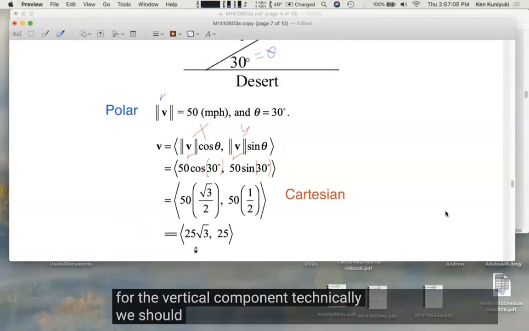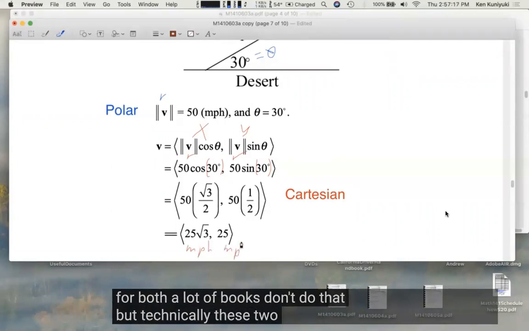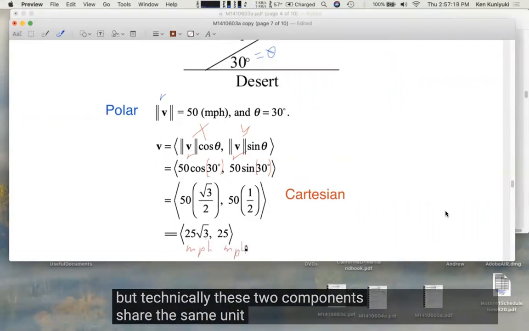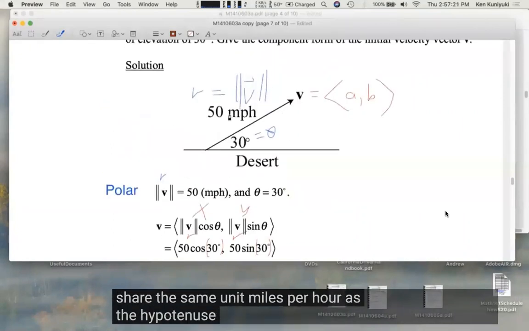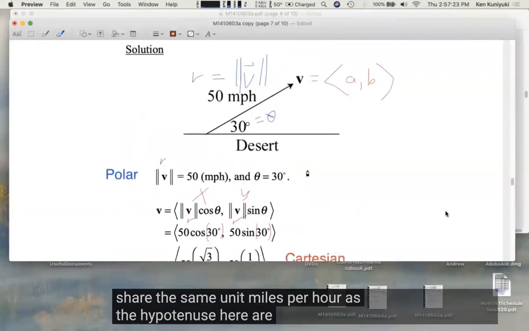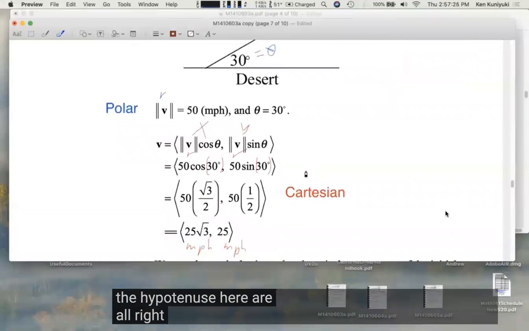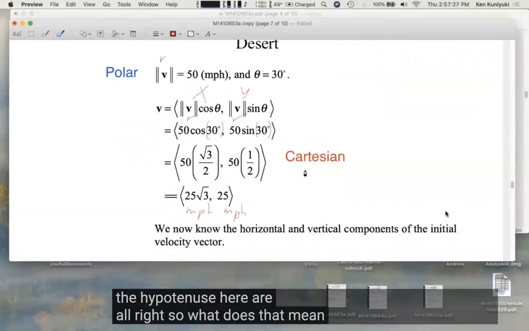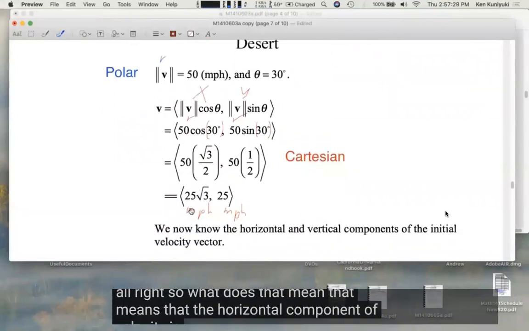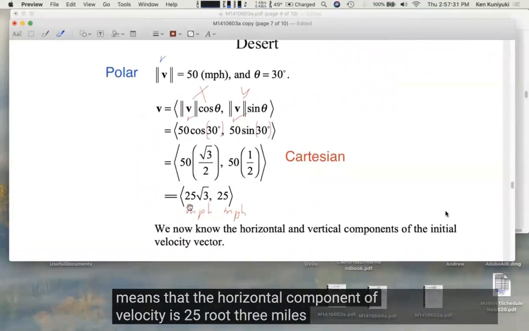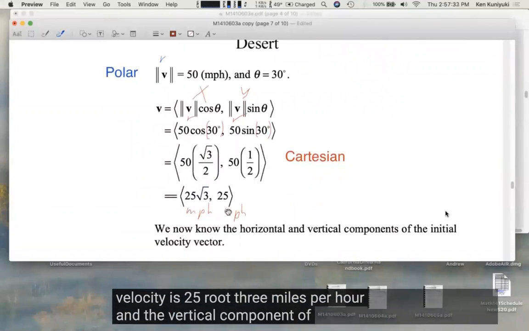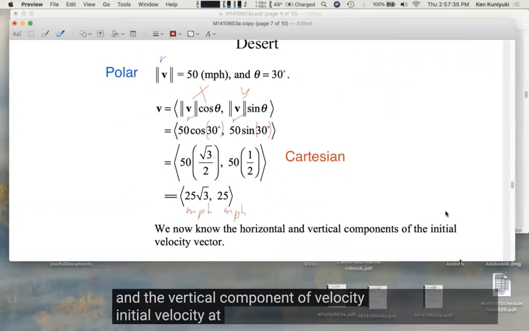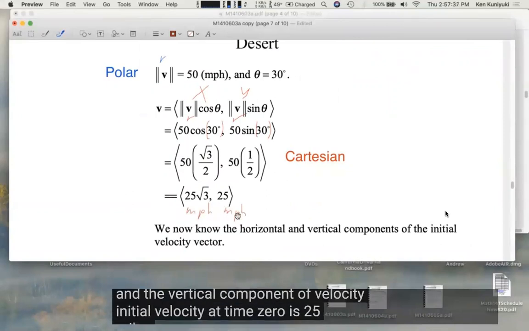Technically, we should put the unit miles per hour for both. A lot of books don't do that, but technically these two components share the same unit, miles per hour, as the hypotenuse here, r. All right. So now what does that mean? That means that the horizontal component of velocity is 25 root 3 miles per hour, and the vertical component of velocity, initial velocity at time zero, is 25 miles per hour.